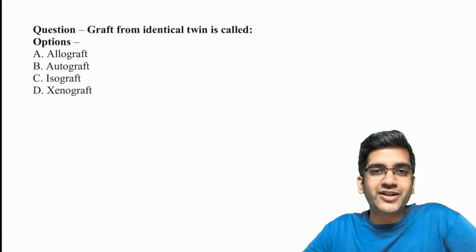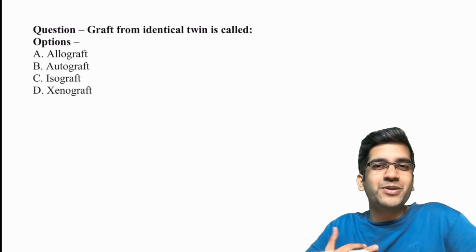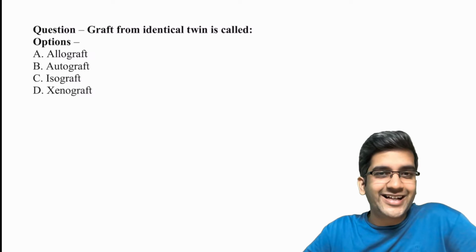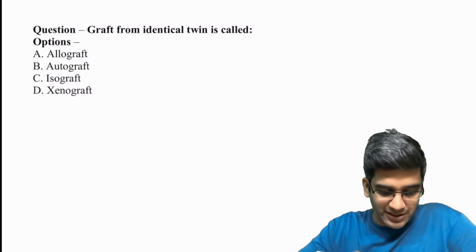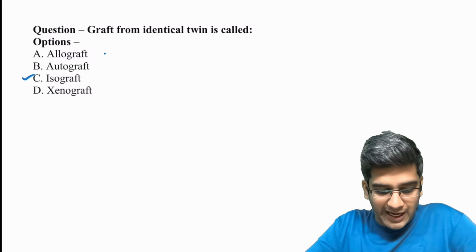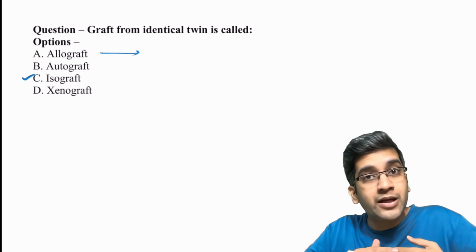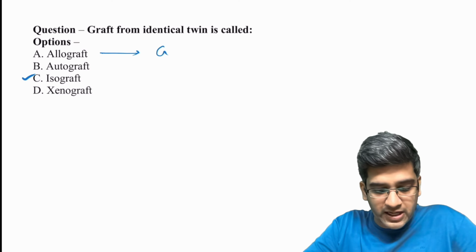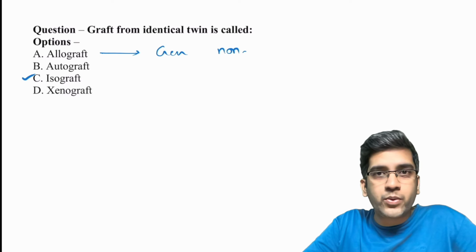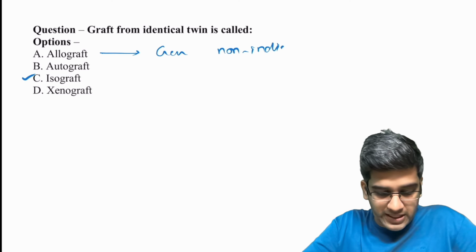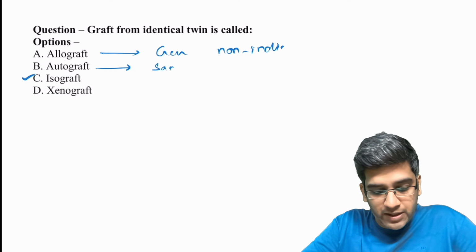A very simple one. I hope that these questions become very simple and easy like this, right? A graft from an identical twin is called an isograft. Allograft is something which is from the same human species but genetically non-identical. That's all. If they are genetically non-identical, we're going to call it an allograft, right? Autograft is from the same individual.